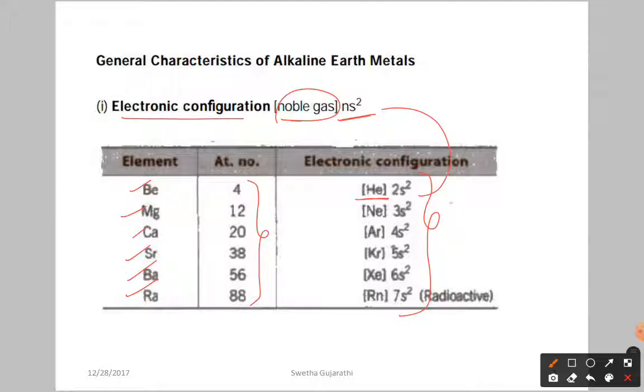In this, here we have radon. Radon is a radioactive element, meaning it is going to emit alpha, beta and gamma rays. That type of element is called a radioactive element. So in the first group we have francium, isn't it? Now in this group, radium is a radioactive element.